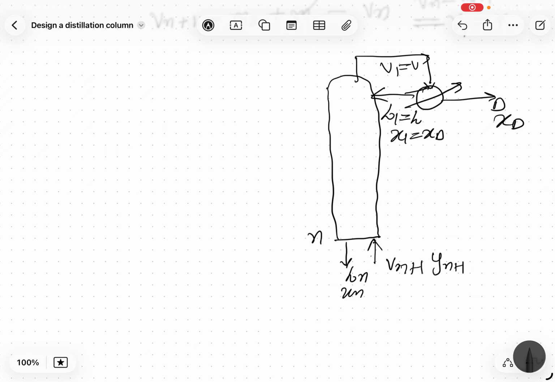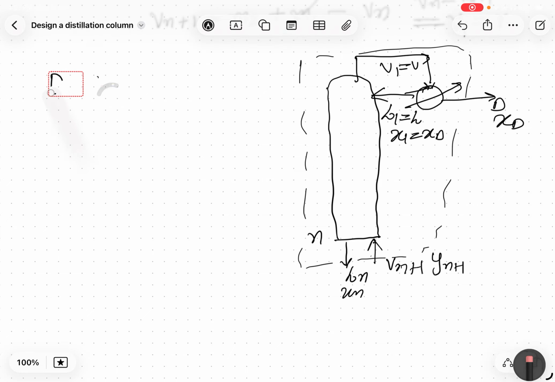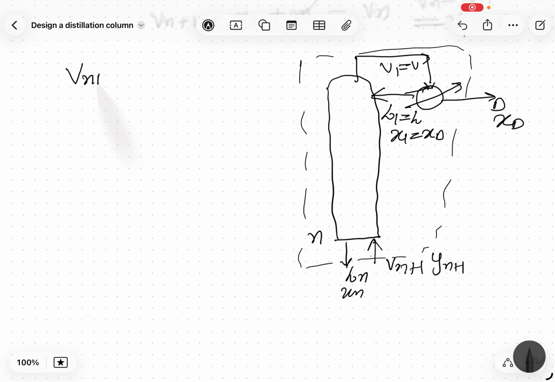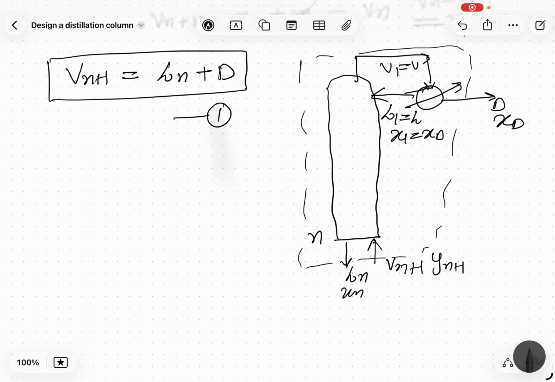So now let me apply the mass balance here. Whatever is coming into this system, the only thing coming in is Vn plus 1. Whatever is going out is Ln plus D. This should hold. This is the third equation.